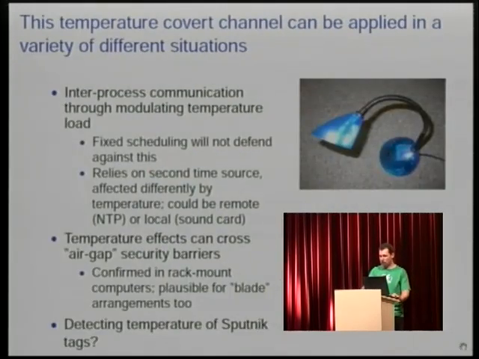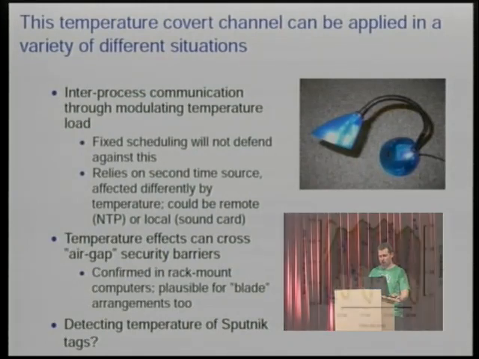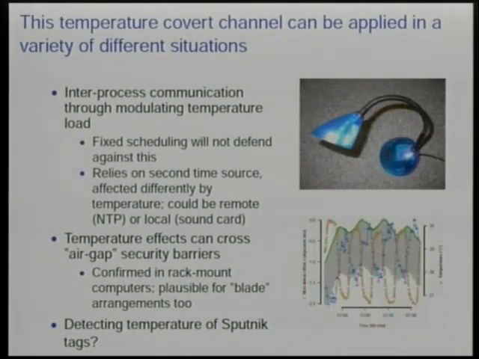So that's just one example of how clock skew can be useful for security reasons. But there are others. One is inter-process communication. If one process in the computer is warming up the CPU, another process in the computer can measure the temperature of the CPU. This seems basically pointless because there's many other ways of doing inter-process communication. There's sockets, IPC, also simply writing the files.